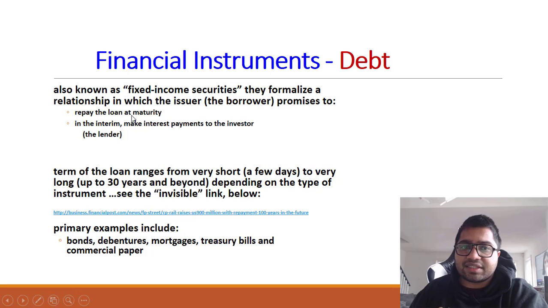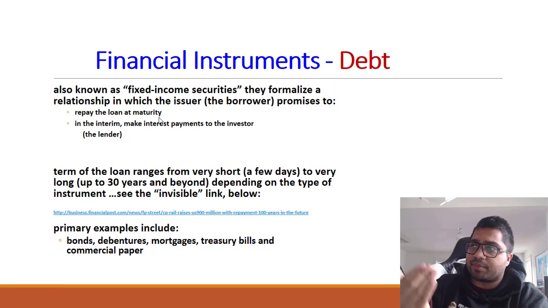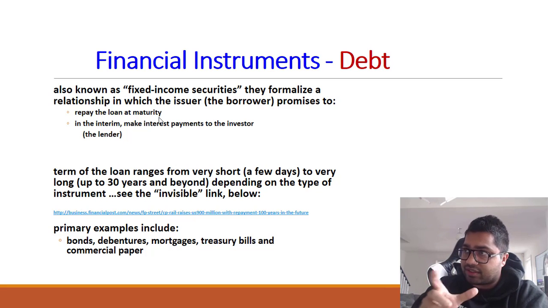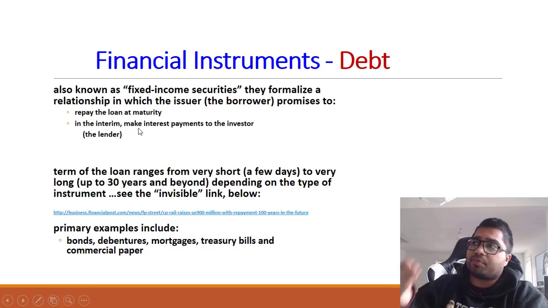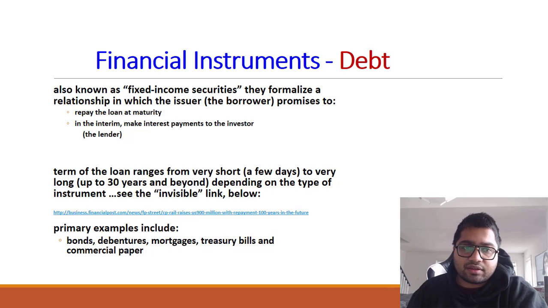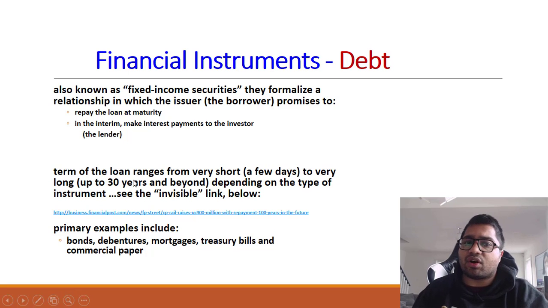They formalize a relationship in which the issuer, the borrower, promises to repay the loan at maturity. So if you're buying some company's bond, let's say you're buying RBC's bond, then RBC is promising to pay you back when the term matures, and in the meanwhile it will keep on paying you interest. The term of the loan ranges from very short, a few days, to a very long term, 30 years and beyond, depending on type of instrument. So this is an example.